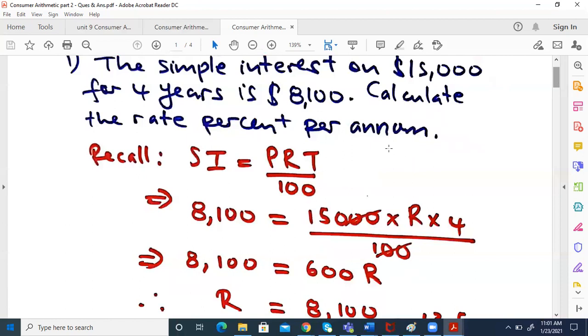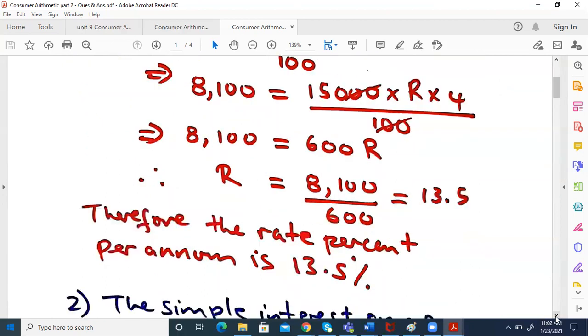So looking back at the question, PRT, P, principal, 15,000, R, that's what we're trying to find, for 4 years. And then say the simple interest on 15,000 for 4 years is 8,100. So the simple interest comes out here, and you're basically solving for R. Okay. And then you go through and solve for R.